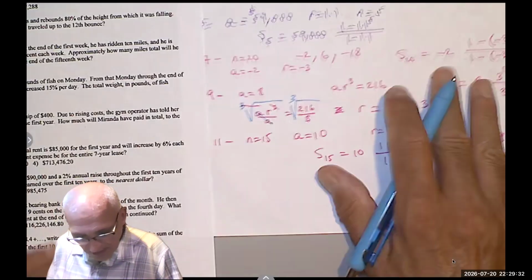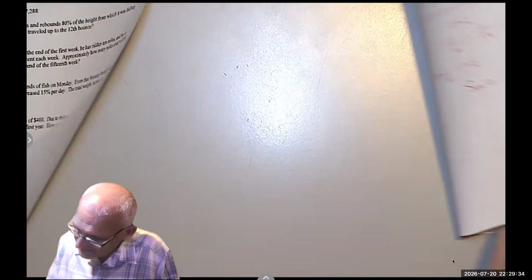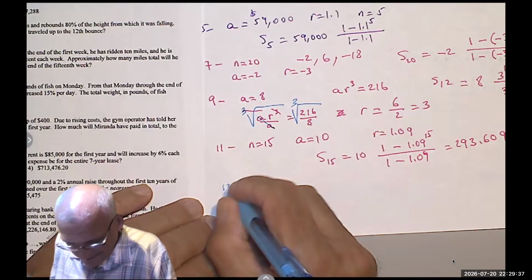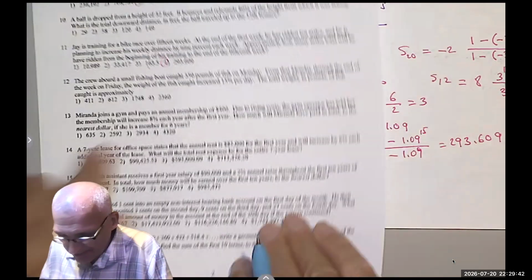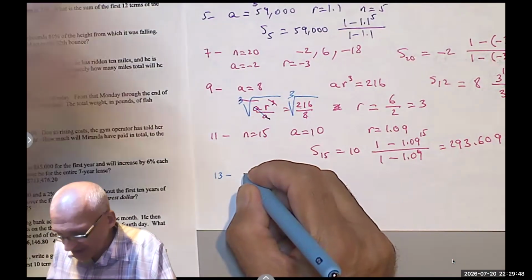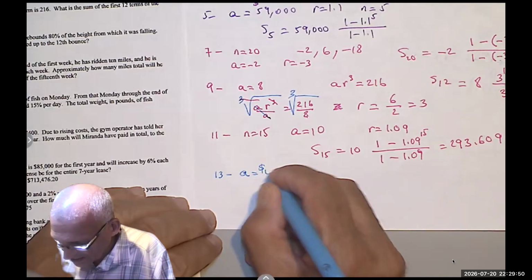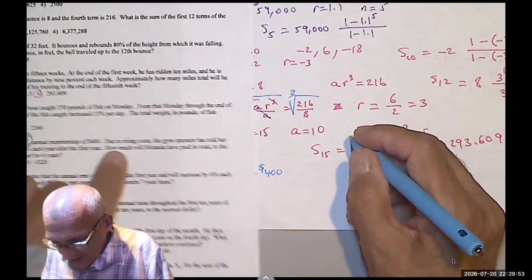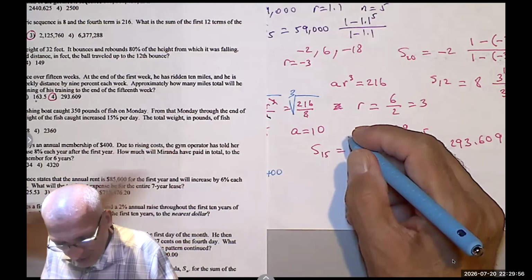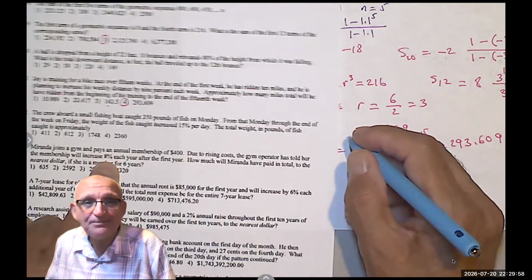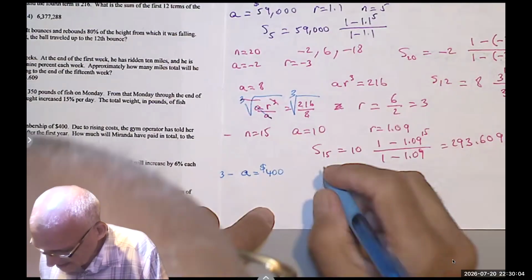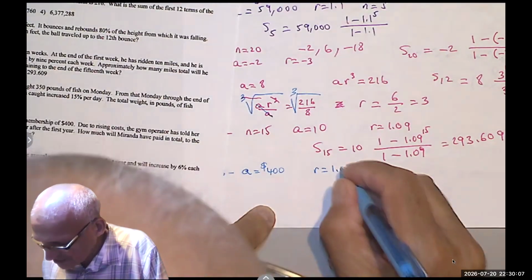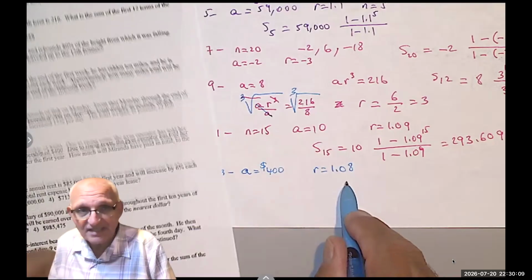Okay, let's look at number 13. We don't have enough space. I'll try to cram it here. Number 13, it says, Miranda joins a gym and pays an annual membership of $400. Annual, so every year. So that's A, is $400. Due to rising costs, the gym operator has told her the membership would increase by 8%. Increase by 8%. So it was 1 for every dollar, R becomes 1.08. That's how you add 8%.